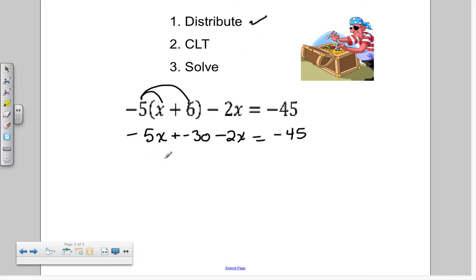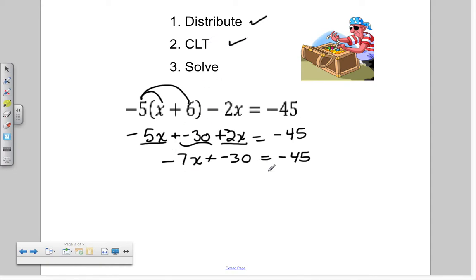Now I'm going to combine like terms. So again, I'm going to change this to plus negative. If you're comfortable not changing that, that's okay with me. But you have to see it as a negative. So I get negative 7x. Negative 30 didn't have anything to buddy up with. It could buddy up with negative 45, but that's on the other side of the equals sign. And we have to treat that differently. So I just recopy it. And I have combined all my like terms.